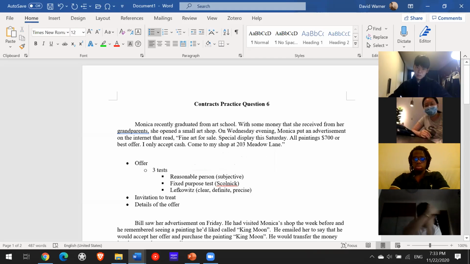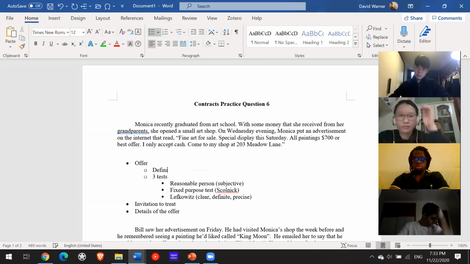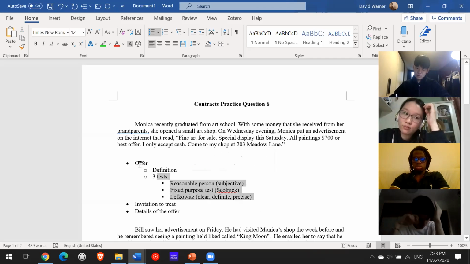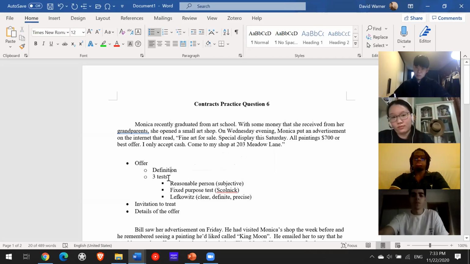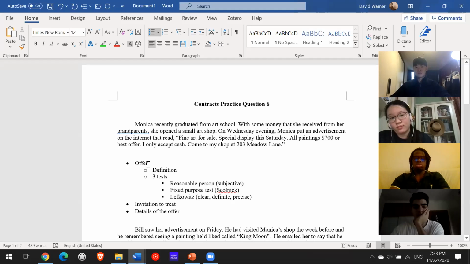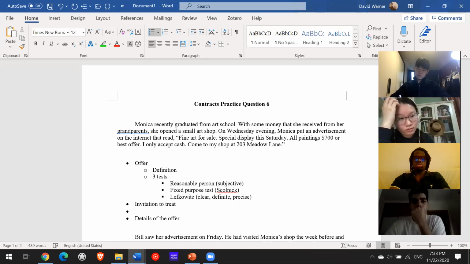Well, before the tests, we would talk about the definition. Now, this is what I'm looking for in an outline. You would give me the definition, you would say an offer has 3 tests, and you would explain each test. That's it, just explain the law. Then you would explain, sometimes it's not an offer. In that case, it is an invitation to treat. Now, when you say details of the offer, really what you're talking about is in our case.